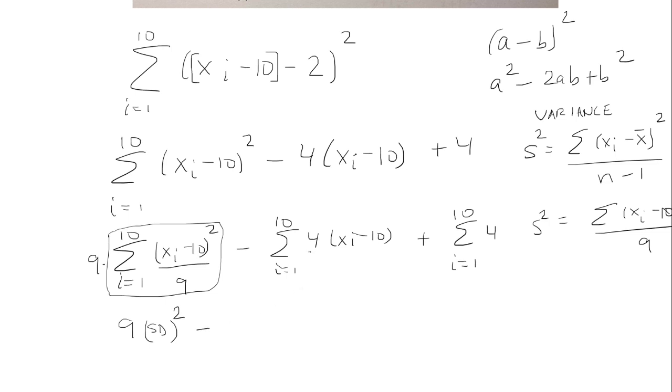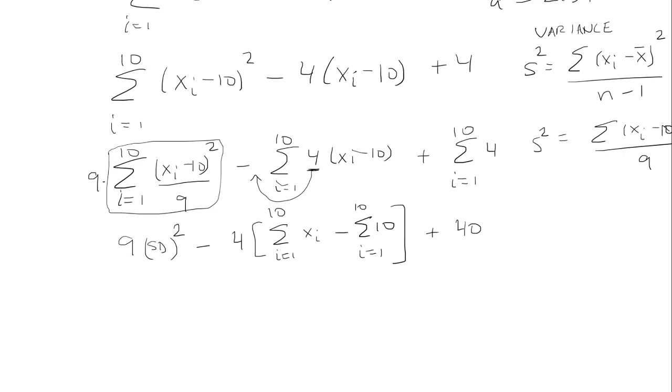So now I recognize that this is the standard deviation squared. So that's 9 times the standard deviation squared minus. Now I can bring this 4 outside. And I'm going to break this up into 2 different sums. So it's going to be xi and 10. And I'm going to pull out the negative from the 10. Okay. And here, this is a sum from 1 to 10. So I'm basically adding 4 10 times. So when i equals 1, it's 4. i equals 2, it's 4. i equals 3 is 4. You're adding it all 10 times, so it's 4 times 10, which is 40.